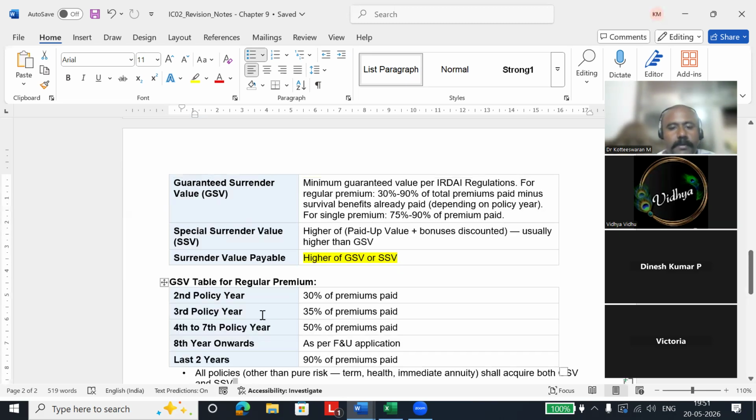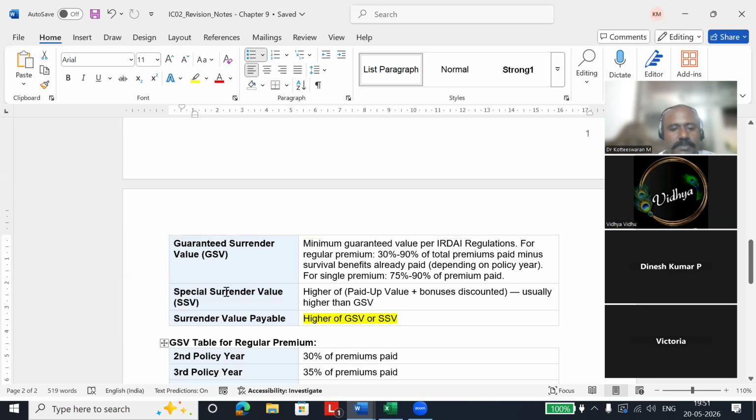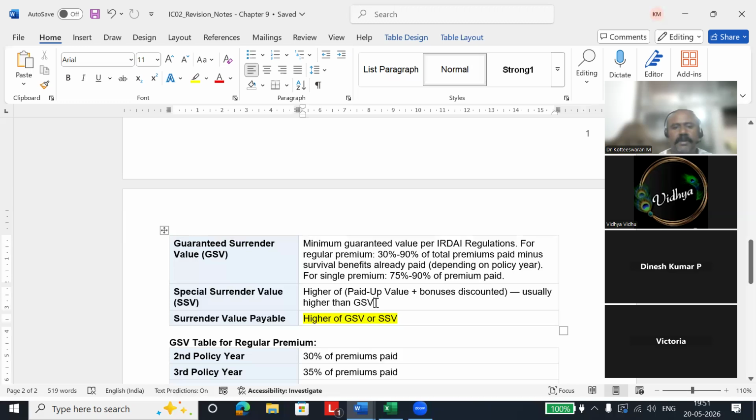Okay. So let's see about special surrender value. Special surrender value is paid up value plus bonus. SSV, special surrender value, is usually higher than GSV. GSV is guaranteed surrender value. We see a calculation for better understanding.